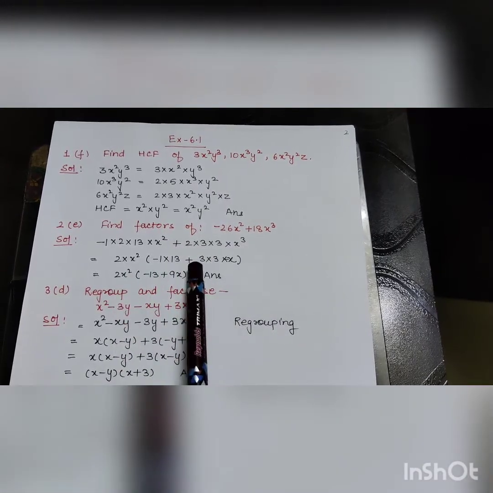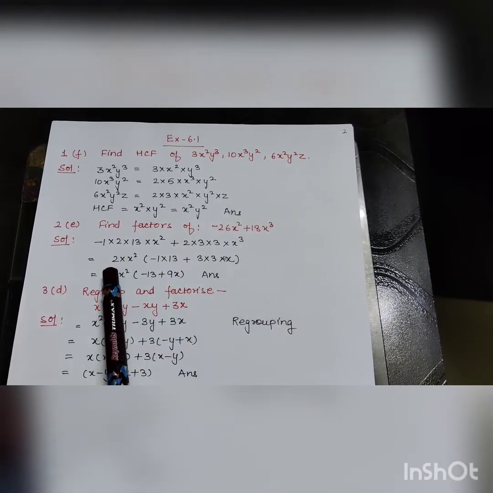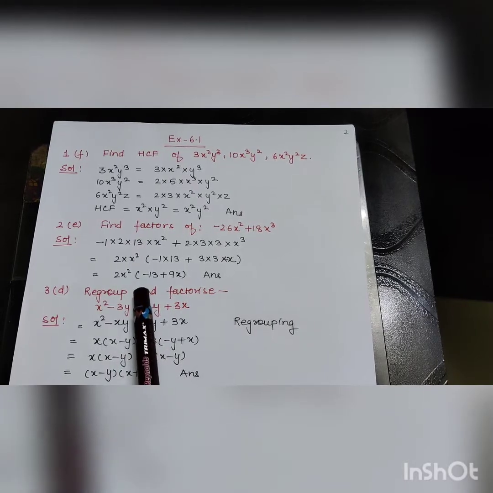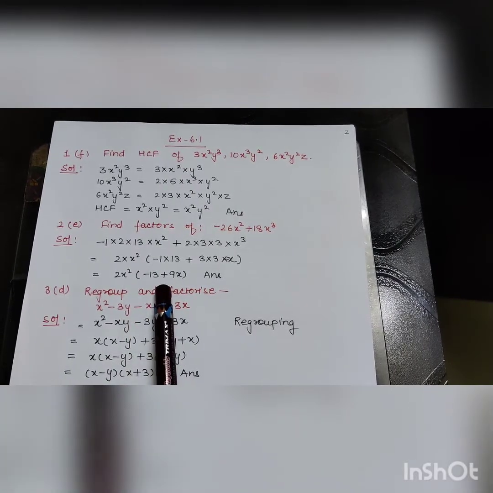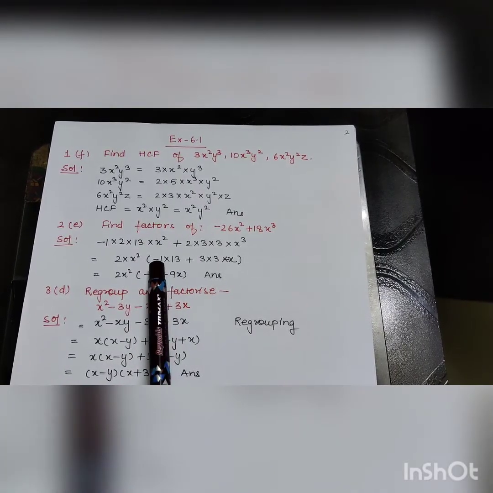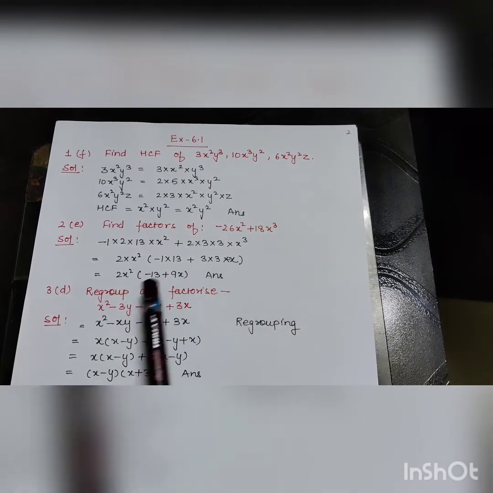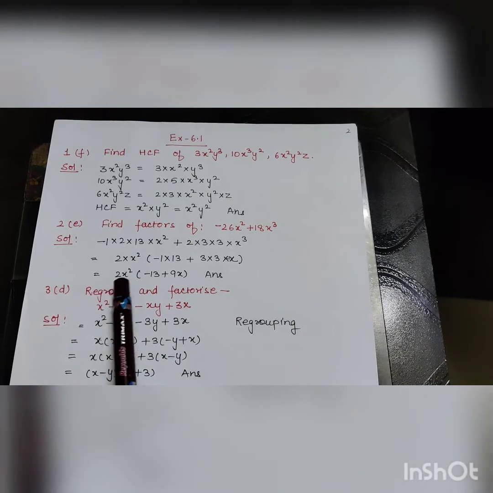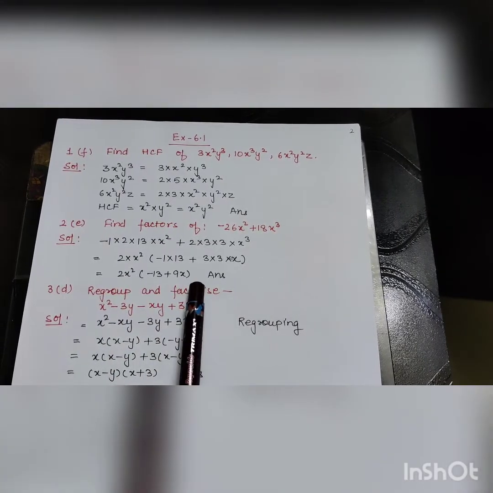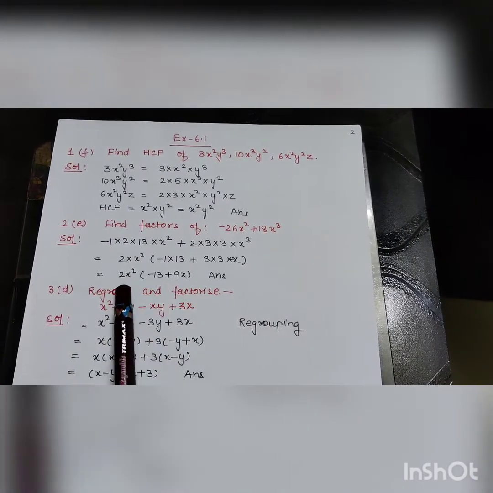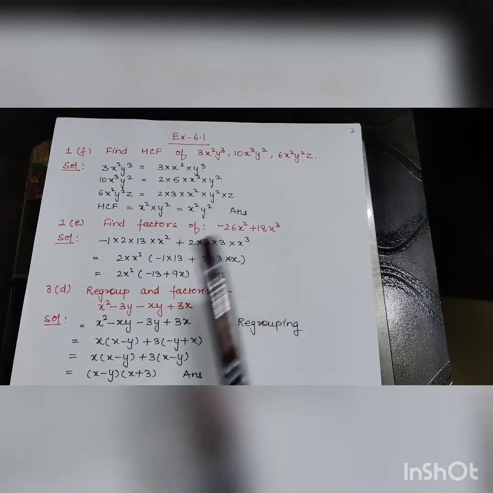Let's take out the common part. So 2 is common over here in both of them and x square is also common. After taking common, what is left inside the bracket? Minus 1 into 13 is left here and 3 into 3 into x is left here. So this can be written as 2x square into minus 13 plus 9x. So these two are the factors of this algebraic expression.